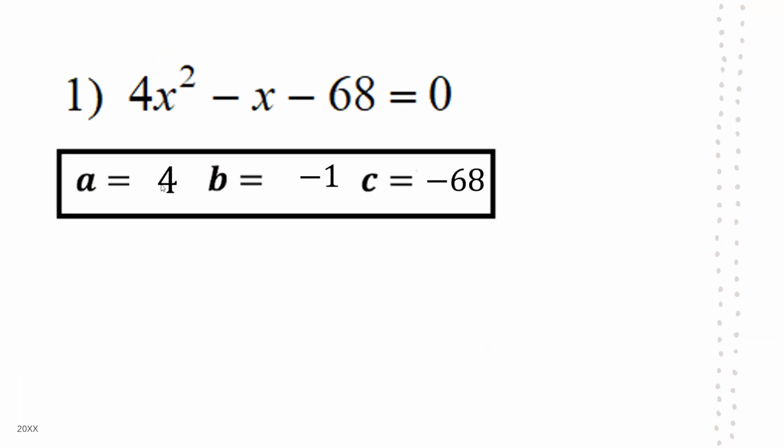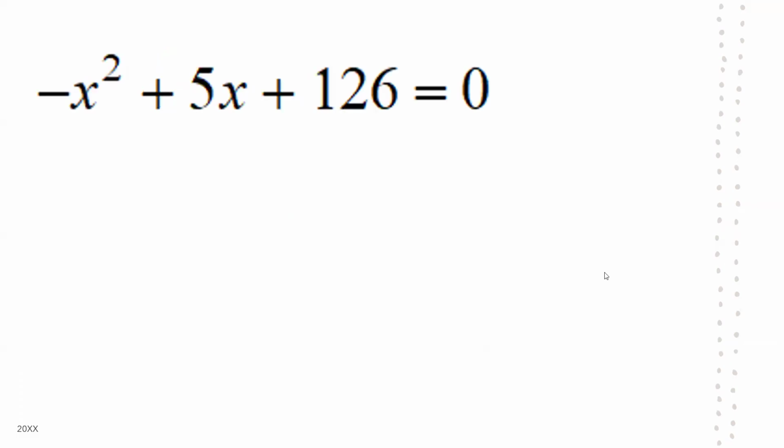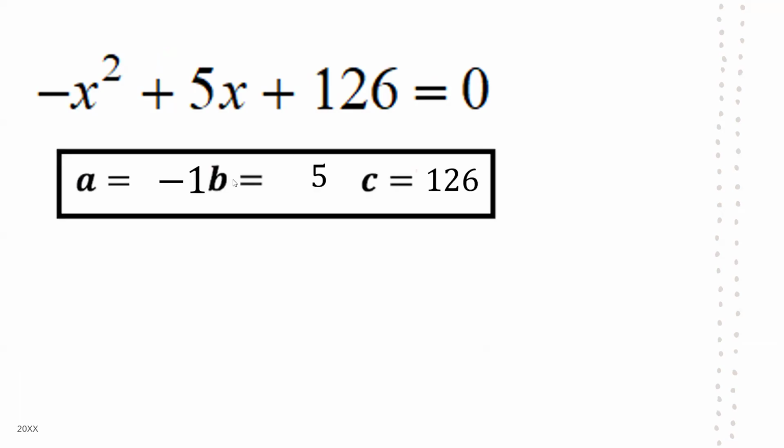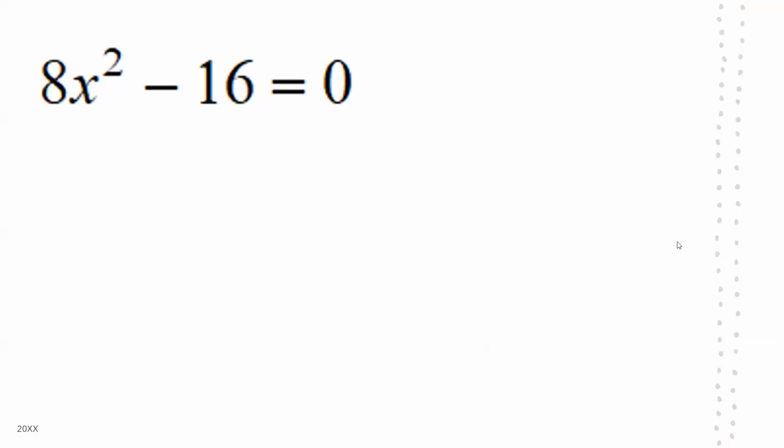All right, so A would be 4, B would be negative 1, C would be negative 68. Okay, next one, go ahead, pause the video, state the A, B, C. In 3, 2, 1. Did you get negative 1, 5, 126? Woohoo! Next one. Ooh, tricky. This is like number 2, like the one we did in class. Number 2 on the page.